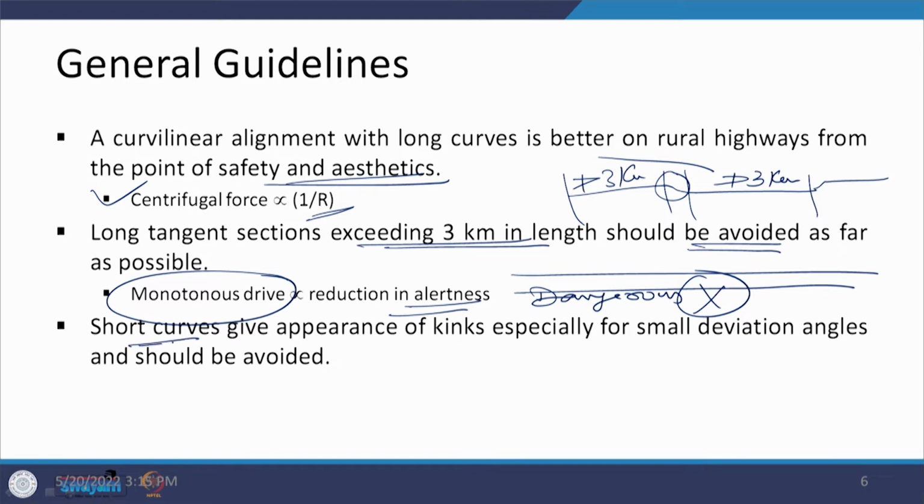Now, short curves give the appearance of kinks, especially for small deviation angles, and should be avoided. When you look at a plan, it may happen that there are many short curves coming one after another. So, can we remove these short curves and create one single curve like this? That is what we are trying to see. Those short curves which create an impact on visual aesthetics, we need to take care of that also.